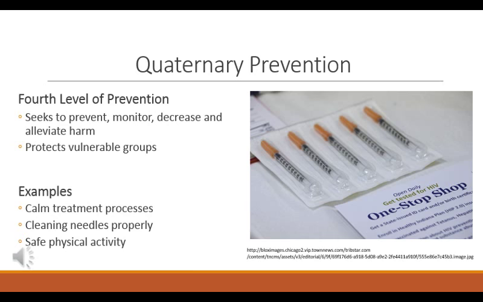Quaternary prevention is the fourth level of prevention, and it consists of preventing any possible harm caused by health diagnostics, treatments, or other programs. This level of prevention also seeks to protect vulnerable groups such as the uneducated, elderly, and homeless. Some examples of this are cleaning needles to prevent hospital-acquired infections and performing diagnostics to make sure the patient is safe to perform physical rehabilitation.